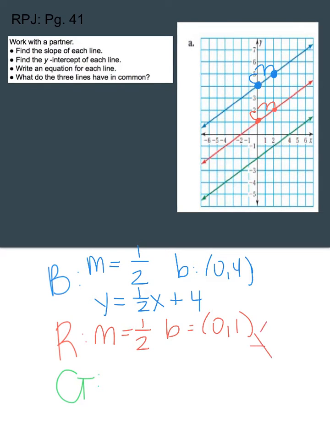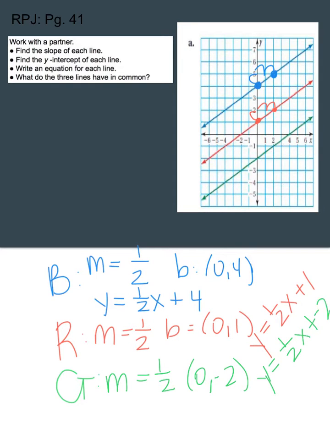You should have said y equals 1/2 x plus 1. Please try the green line with your table. For the green line, it doesn't matter what points you pick, but you should have had a slope of, again, 1/2. And your y-intercept in this one is (0, -2). So your equation could have read y equals 1/2 x plus -2, or you could have done y equals 1/2 x minus 2. Either one is acceptable.